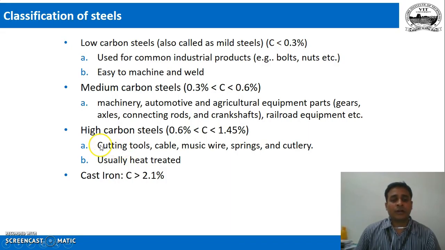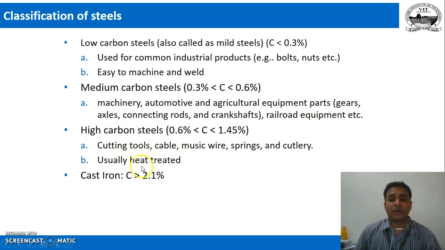High carbon steels we typically use for tools. Since they have very high carbon, and we know that the higher the carbon, the correspondingly higher the hardness, they have good hardenability, right? So accordingly we use them for tools where you need high hardness to cut materials, and similarly for any such applications where you need high hardness. They are also usually heat treatable.